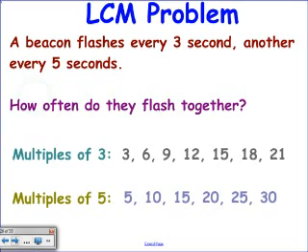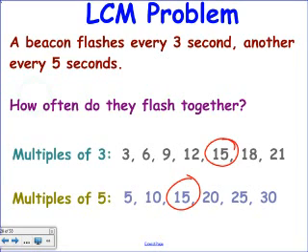Okay, different times. How often do they flash together? Right, so if they start off together, this one's going every 3 seconds: 3, 6, 9, 12. This one's going every 5: 5, 10, 15. So the first number that they share in common is 15. So every 15 seconds, the two lights flash at the same time.